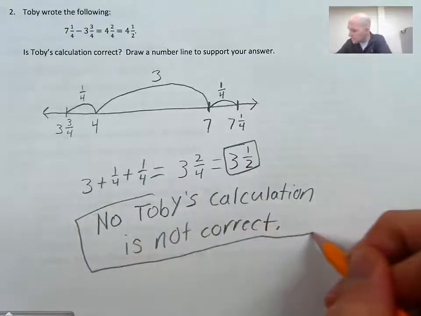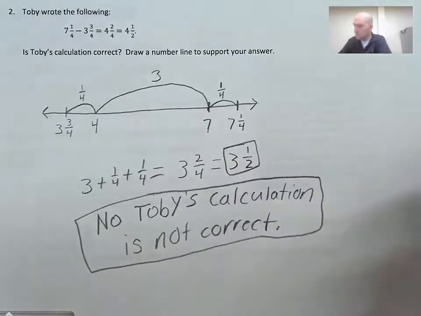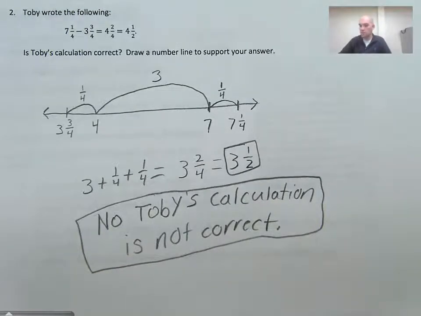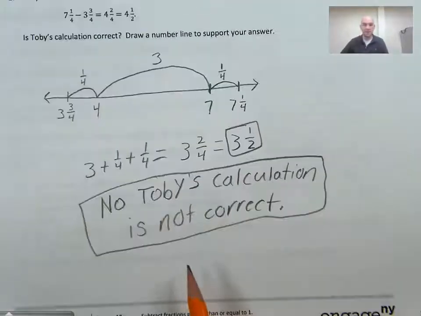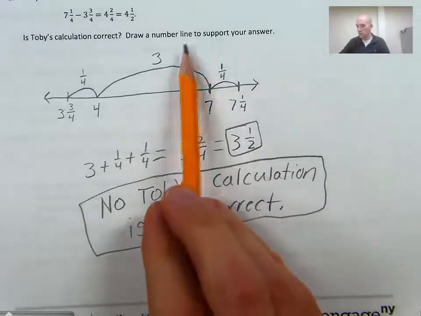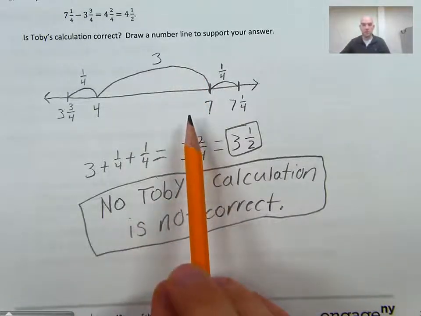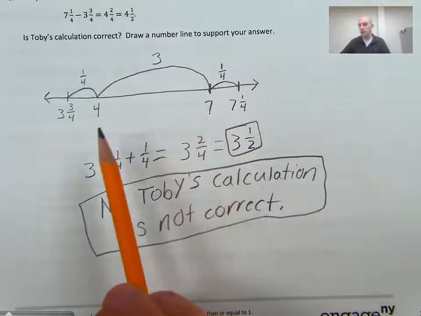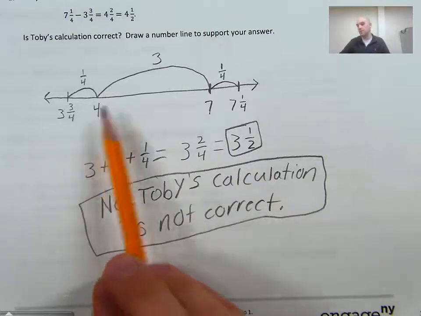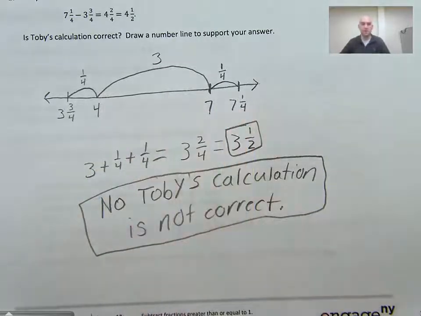And that's all it asks us to do. Go back to the question. It says, is Toby's calculation correct? I said it is not correct. We drew a number line to support our answer. Right, here's our number line that shows that we have a jump of 1/4, we have a jump of 3, and another 1/4 in between 3 3/4 and 7 1/4.